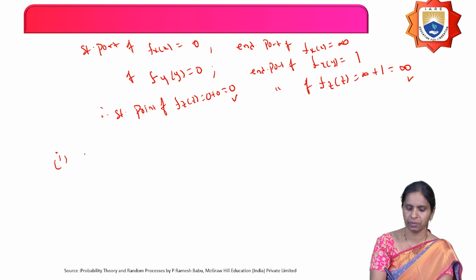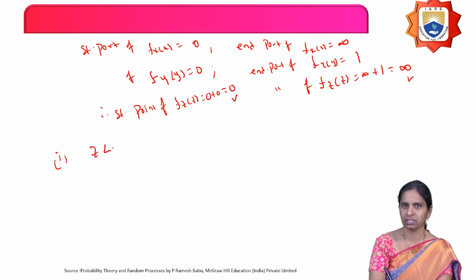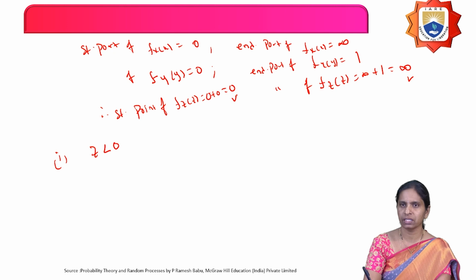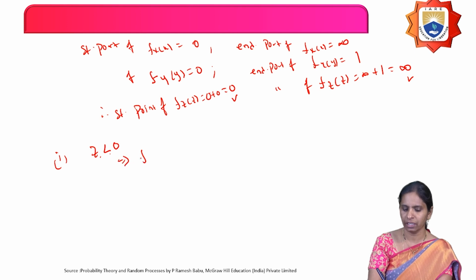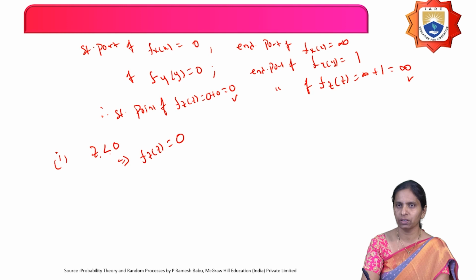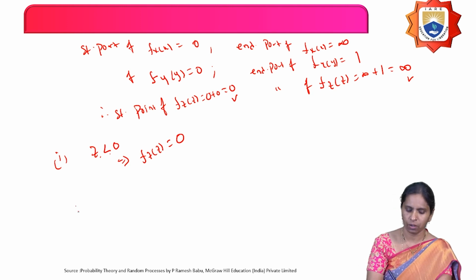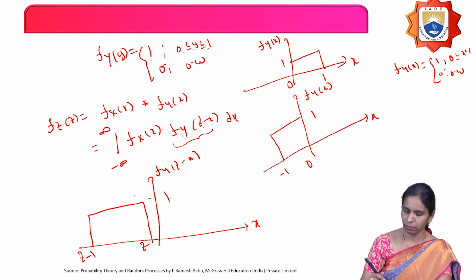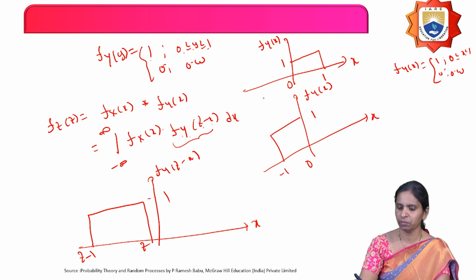Now, the first case I am taking is when z is less than 0. Since the starting point started at 0, and z is less than 0, you will get fz of z equal to 0 only, because the starting point of this is 0. So now I am going to the second case, when z is 0 to 1. First I am taking z less than 0, then 0 to 1.